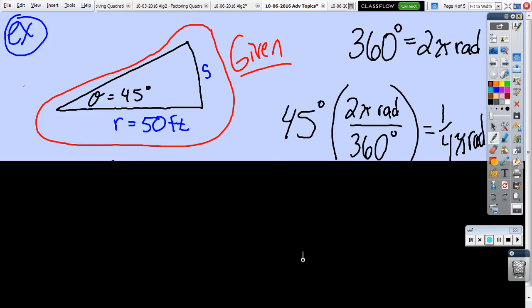If 360 degrees is 2 pi radians, I can write it as a ratio, and that's what I did right here. I want to convert 45 degrees into radians, so I said, okay, 45 degrees times this conversion factor ends up being 1/4 pi radians. Now, why can I write this like this? Well, because this is a ratio, not a fraction. Let's be clear on that distinction: a fraction versus a ratio.